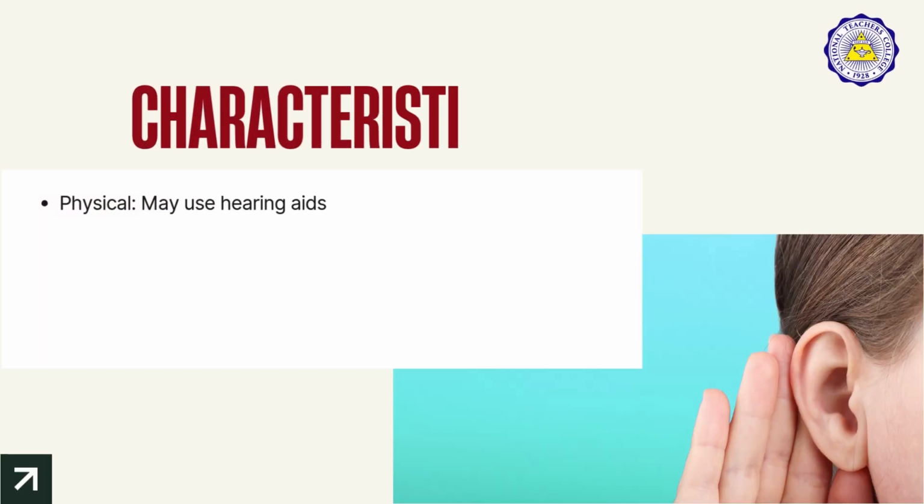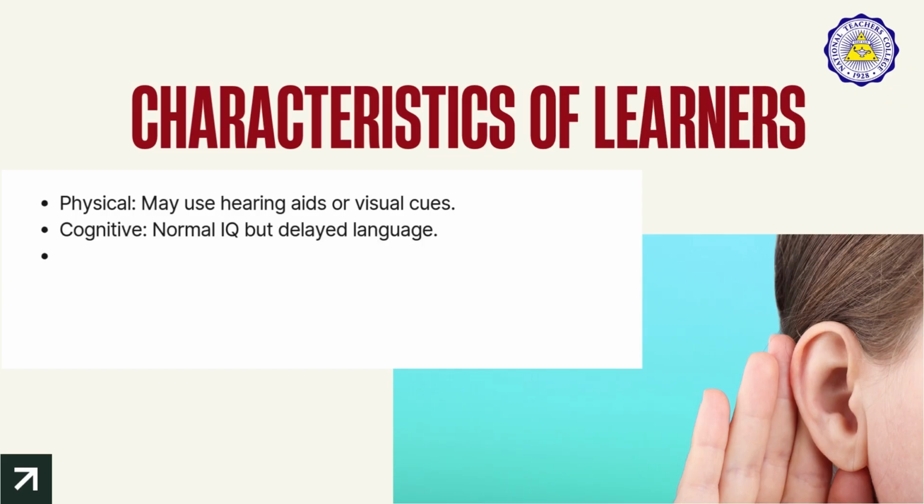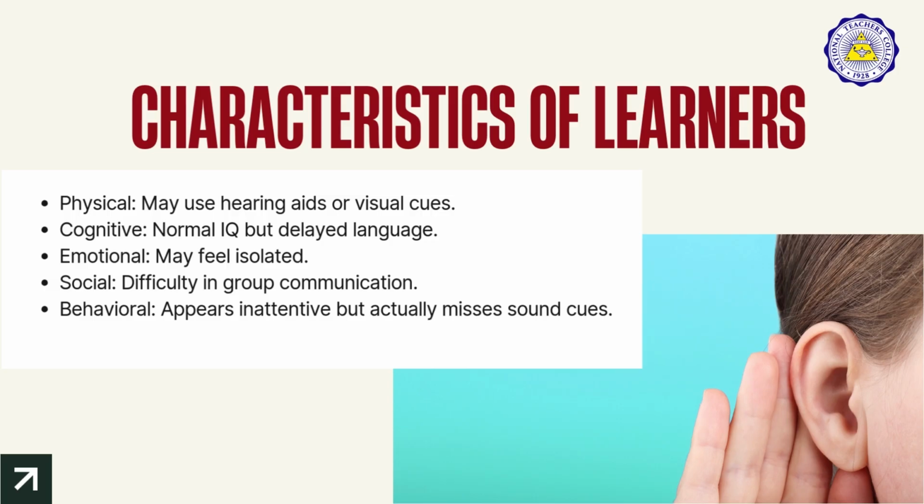Learners with hearing impairment have unique characteristics that affect their learning and social interaction. Physically, they may use hearing aids or cochlear implants. Cognitively, they have average intelligence but may experience delay in language or literacy due to limited sounds exposure. Emotionally, they may feel isolated or frustrated if they cannot communicate easily with others.